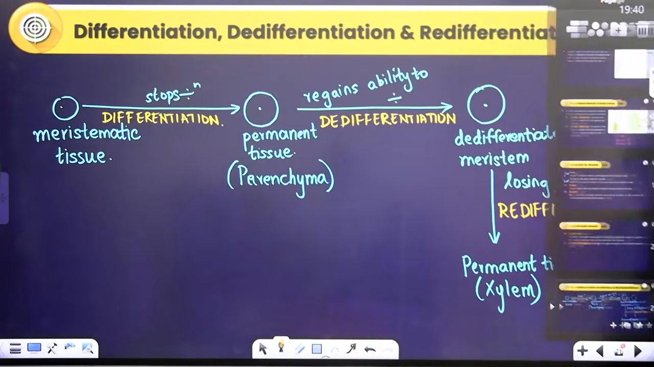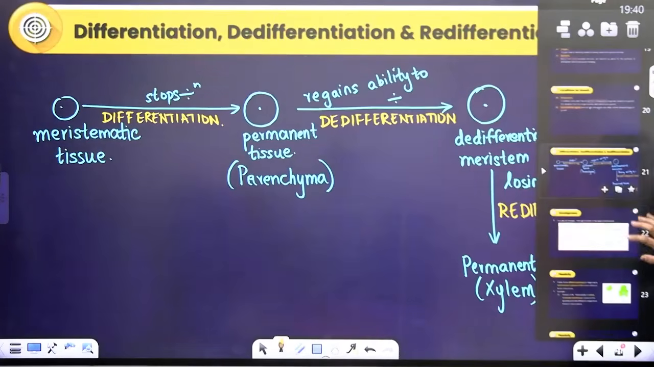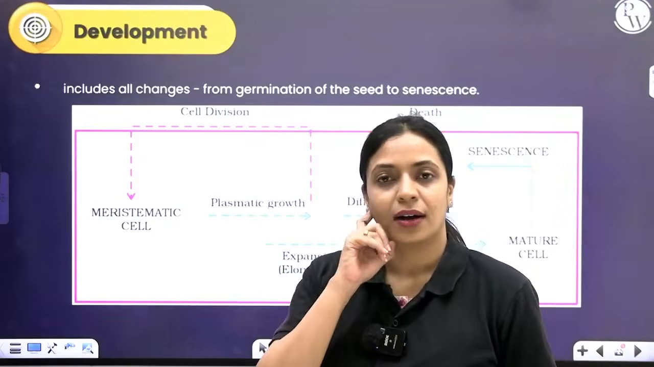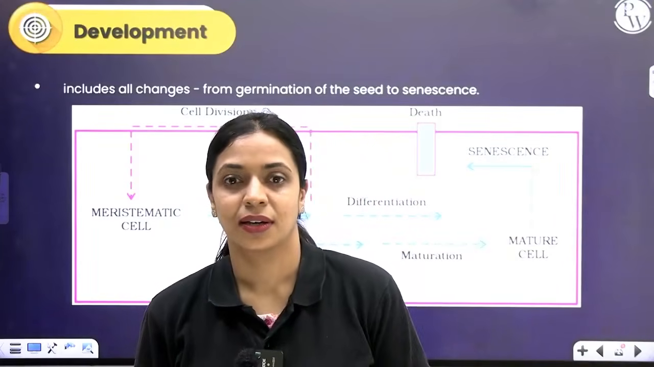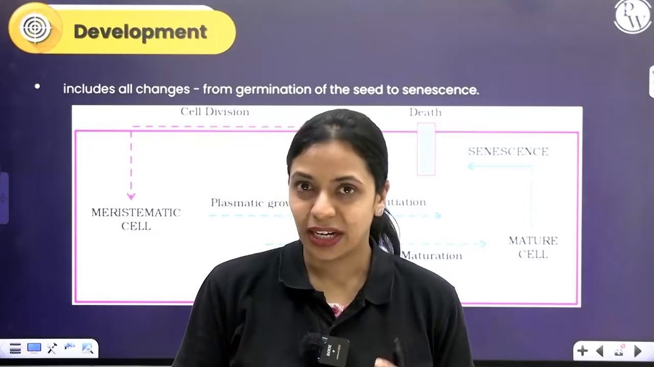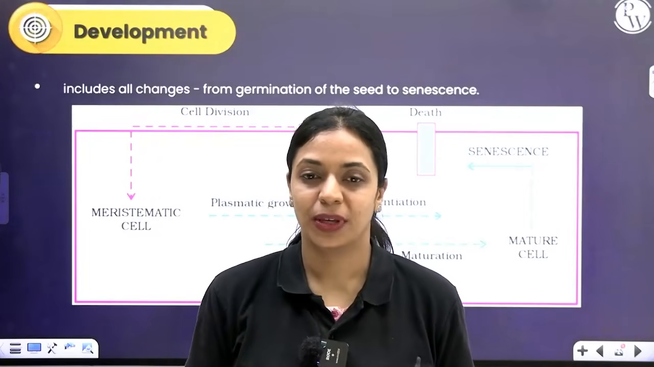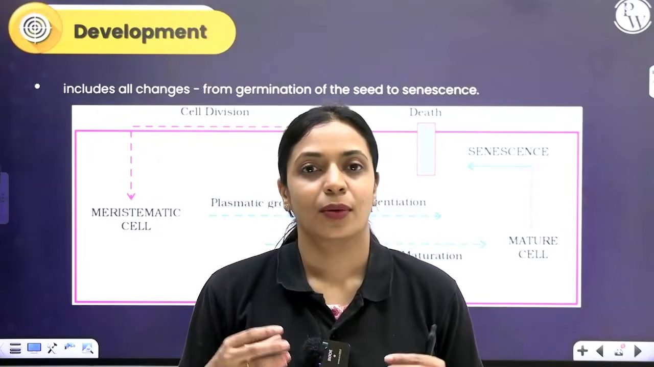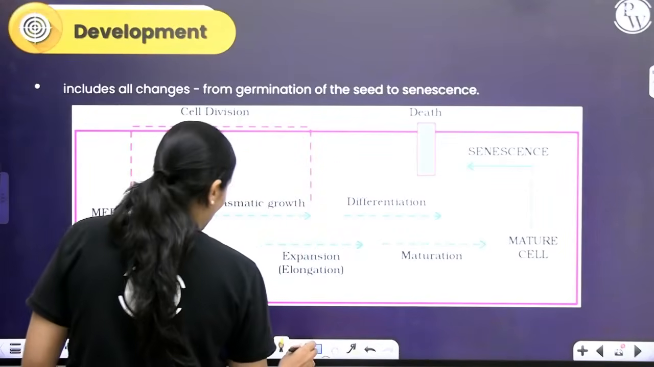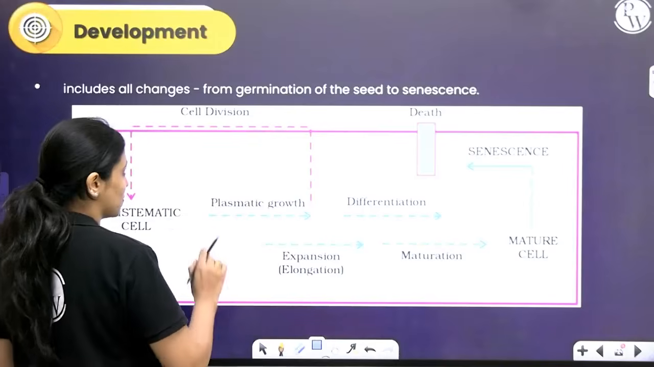All right. Now, let's talk about development. When a plant grows, we know that there is an increase in the number of cells. There could be an increase in the size of cells. When a plant develops, what happens? We talk about specific to angiosperms.